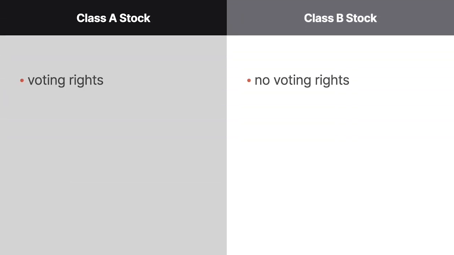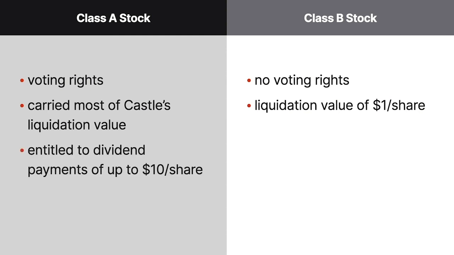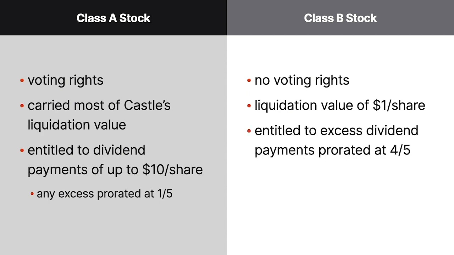Class A stock carried voting rights and most of Castle's liquidation value, as Class B stock was restricted to a value of $1 per share. However, Class A shareholders were only entitled to dividend payments of up to $10 per share. Any dividends in excess of $10 per share were to be prorated, with Class A shareholders receiving 1/5 of the excess and Class B shareholders receiving 4/5.